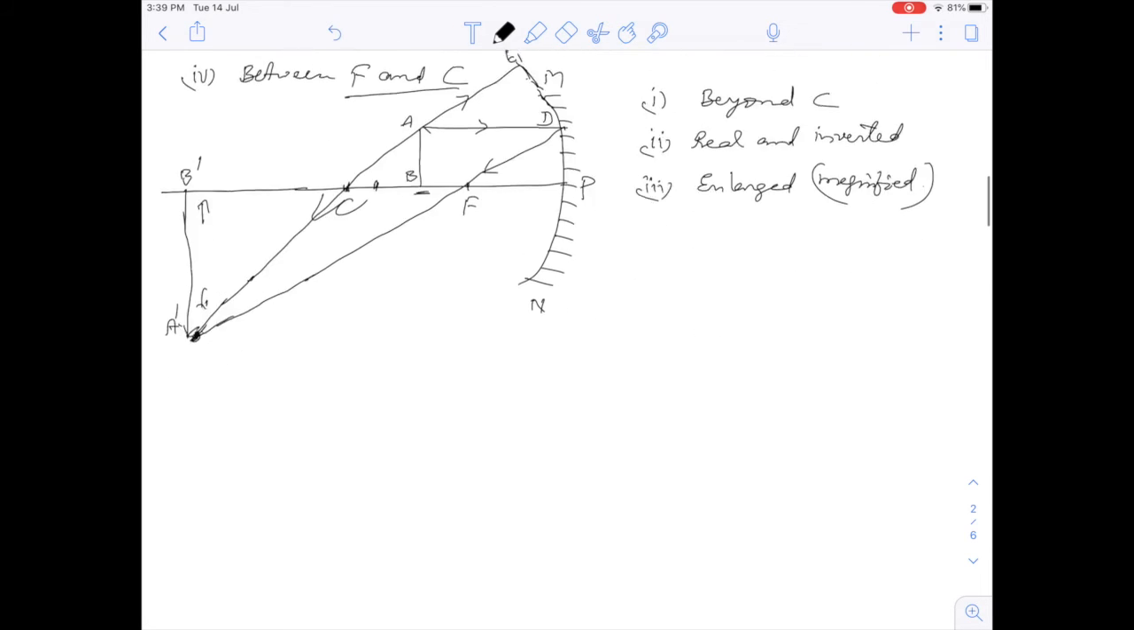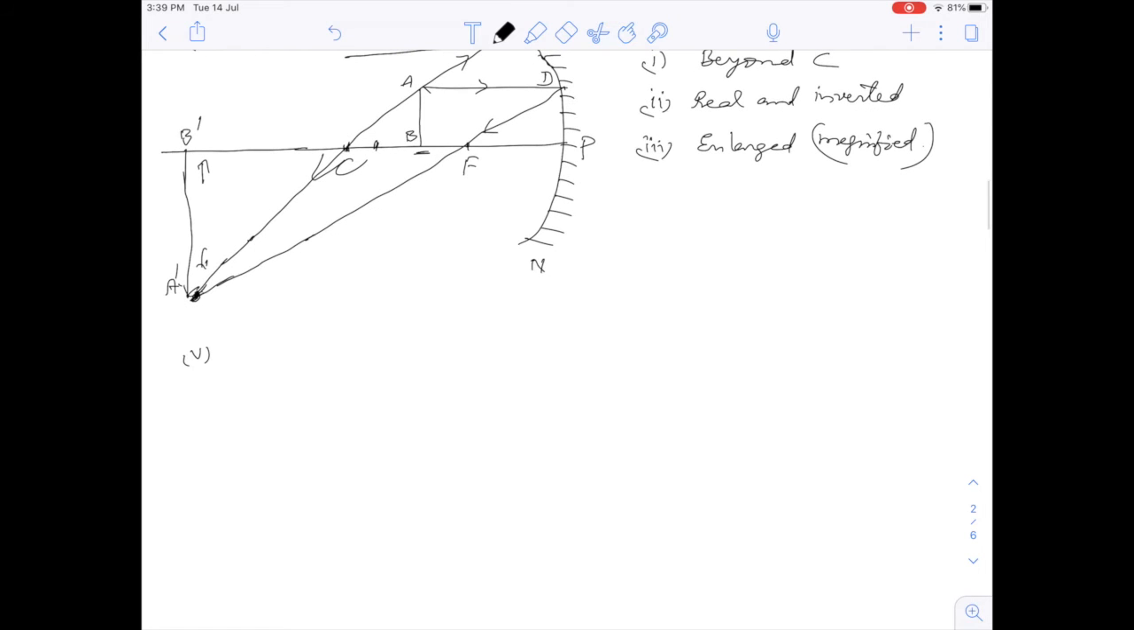Okay. Then we will go to the next position. So where will we go? From here we have moved like this and we came here. Now at F, when the object is at the focus, so when the object is placed at the focus of the concave mirror, we will see how we can draw this diagram. These are called ray diagrams.